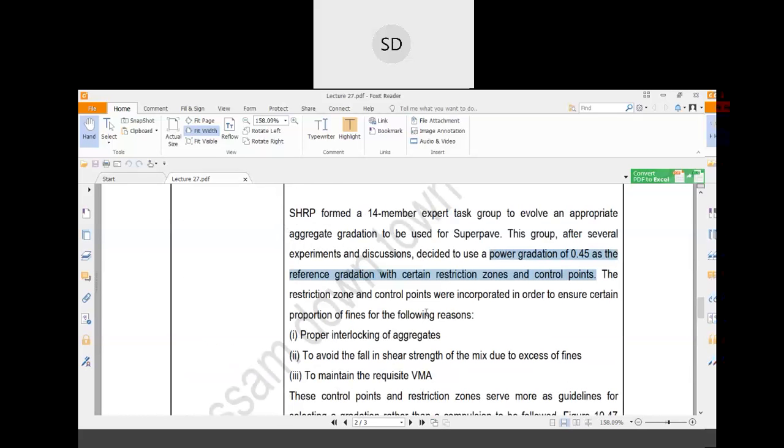Now, if you remember your aggregate gradation, that is the batch mixing formula, there was one formula, P equal to (d/D) to the power n, something like that. Basically, that is your power equation. So, in this power equation, a power gradation of 0.45 as the reference gradation with certain restriction zones and control points are selected. Now, these restriction and control points are incorporated in order to ensure a certain proportion of fines, and they are for the following reasons.